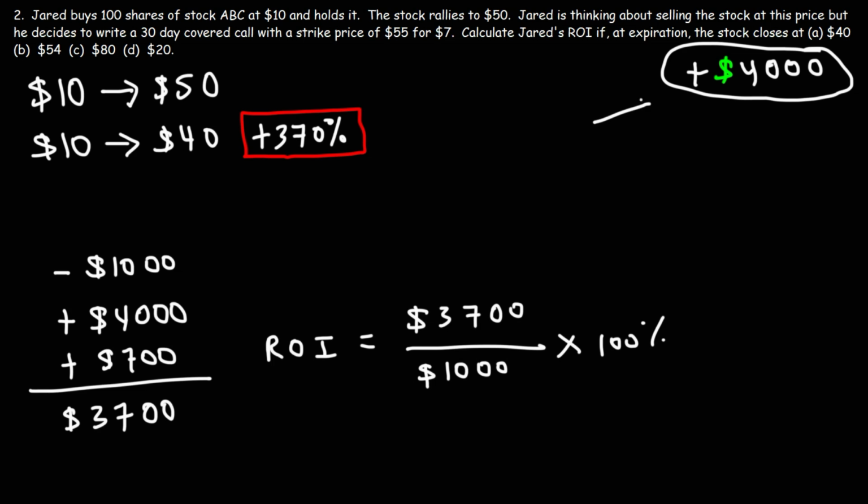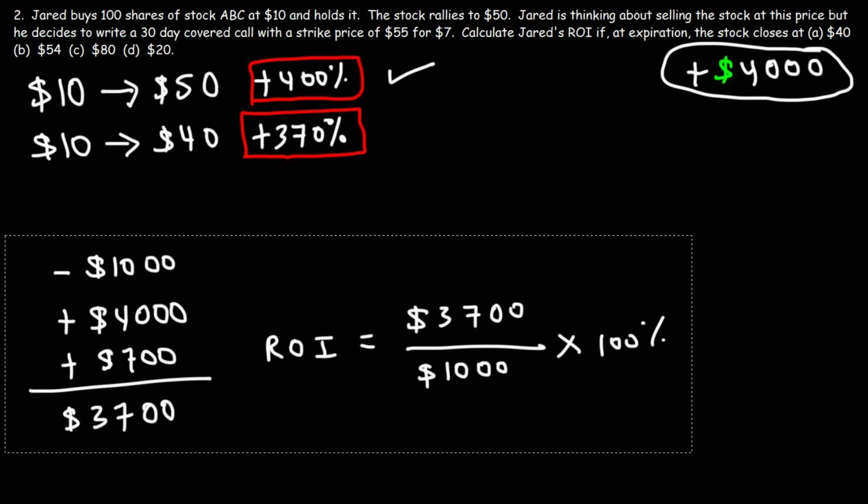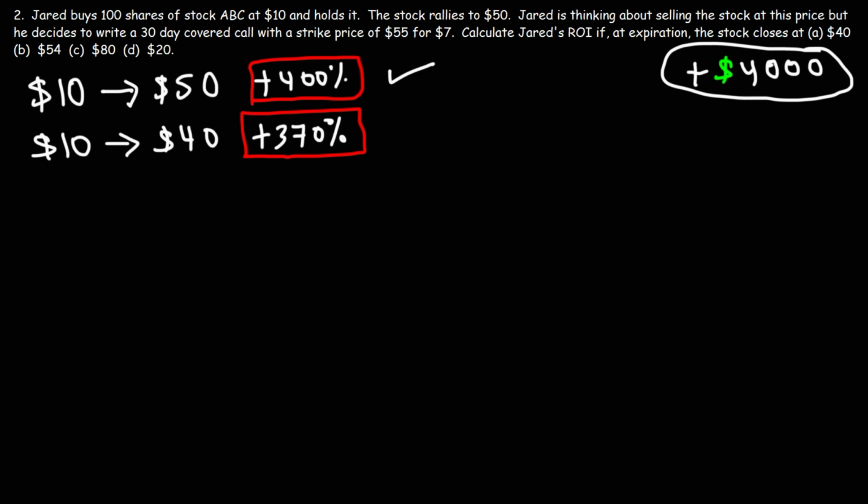Now, for the first part, if he were to sell it at 50, he would be enjoying a 400% return. But in either case, these two numbers are still relatively close, so it's not bad that he sold the call option. But let's consider some other scenarios. So right now, this would have been a better decision if you compare it to part A. Now, it's possible that the stock could climb higher.